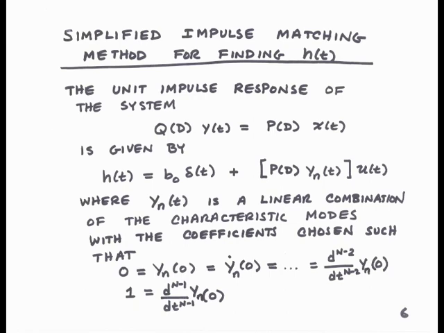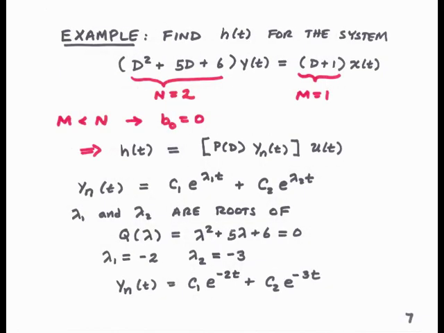The coefficient b0, of course, which multiplies the Dirac delta in h of t, is found as the coefficient of the nth derivative in p of D. So this procedure allows you to find the impulse response h of t from the differential equation of the system. Now let's look at an example.